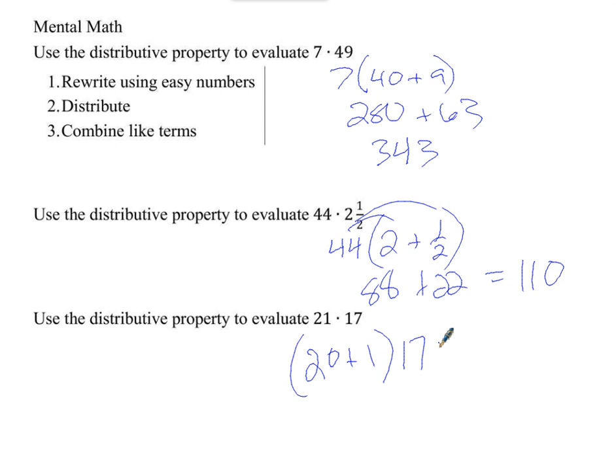Working with bases of 10. We have 17. If this was 17 times 2, what would you get? 17 times 2 is 34. So 17 times 20 would be 340. All right? Remember those base 10 rules. So we have 340, and then 17 times 1 is just 17. So we get a total of 357.